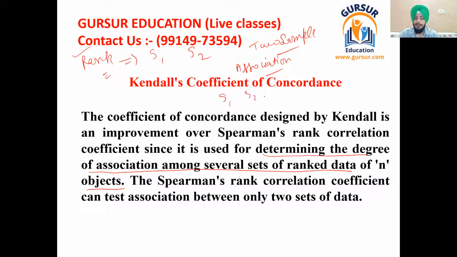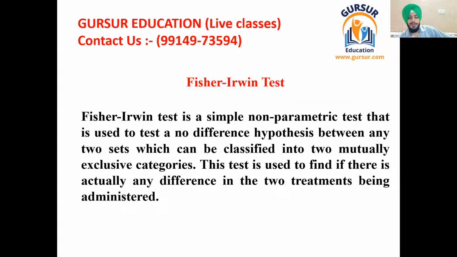Suppose there are sample 1, sample 2, sample 3, sample 4, sample 5. What if we try to find their degree of association or relationship with each other? Then the non-parametric test which shall be applied is known as Kendall's coefficient of concordance. I hope you have understood its meaning by now. It's simply the method applied for finding the degree of association between more than two samples or several sets of ranked data. So this was about Kendall's coefficient of concordance.